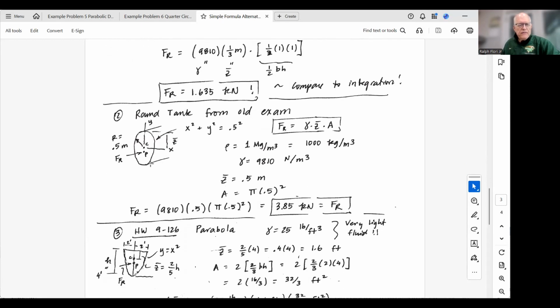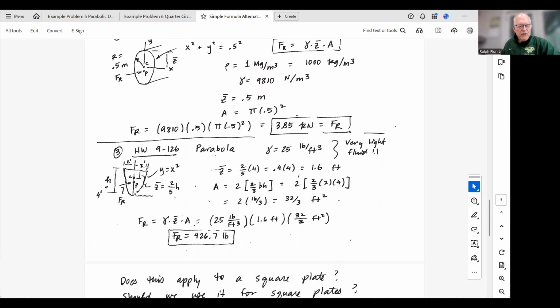This is a round tank from an old exam. The radius is 0.5 meters. Gamma is 9810 for fresh water. Z bar is 0.5 meters. The area is pi times 0.5 squared. And so F_R is gamma times Z bar times area, which is 3.85 kilonewtons. And remember, F_R does not act at the centroid. F_R acts at the center of pressure, which is below the centroid. Even though we use Z bar to calculate F_R, F_R does not act at Z bar.